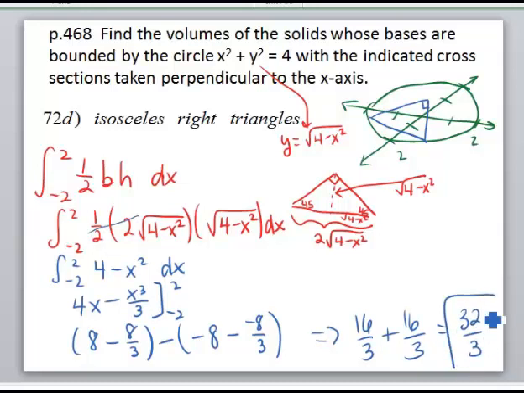Please look at the book, I can't stress that enough, for the pictures of what those volumes with the cross sections look like.